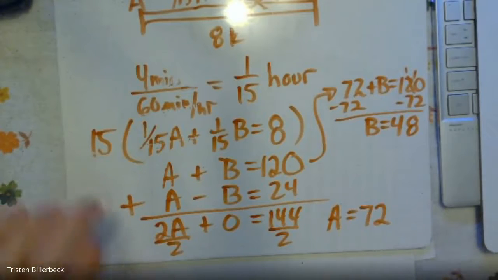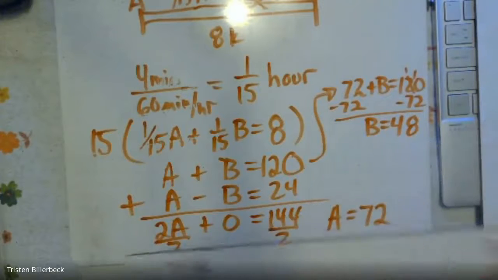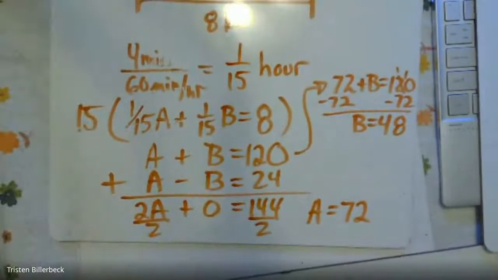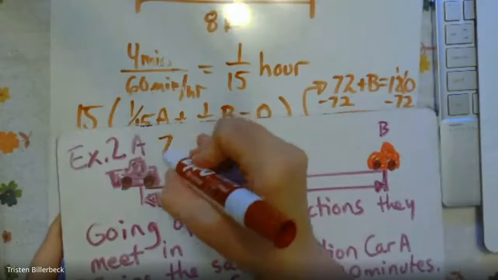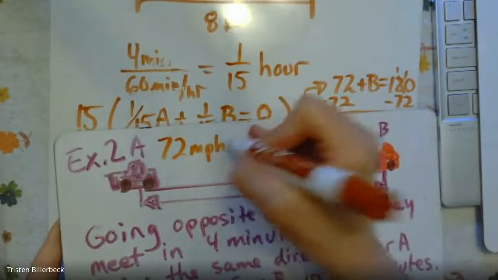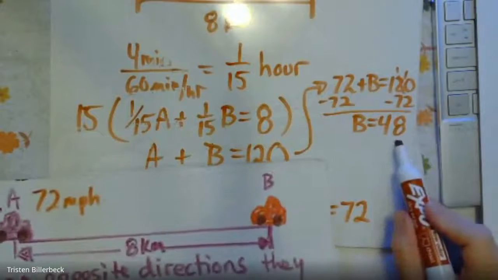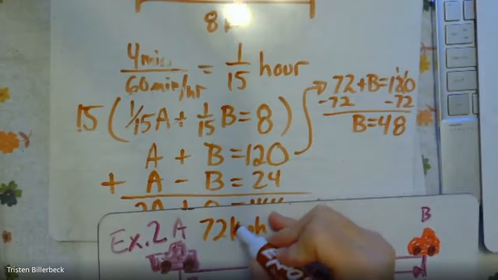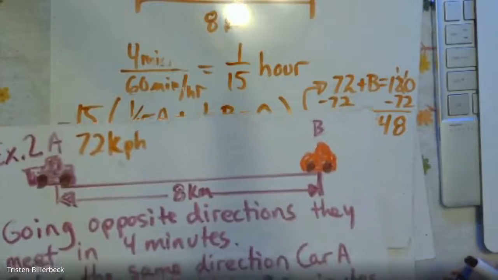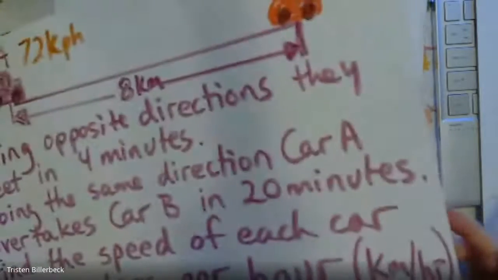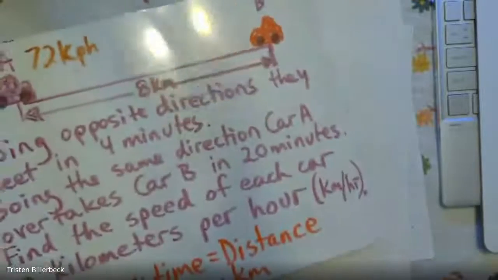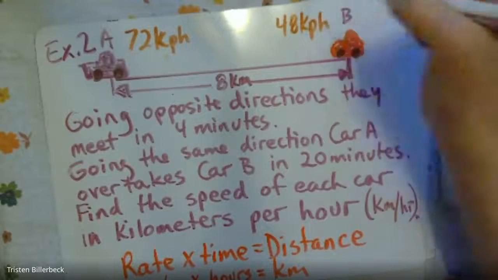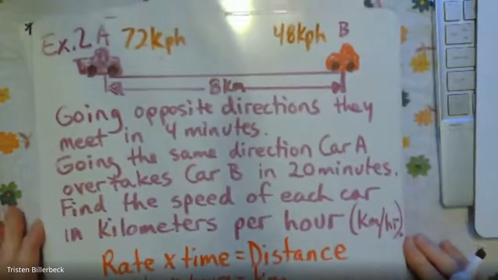Okay, so the moral of the story is car A is going 72 miles an hour. So we can come back here and say 72 miles per hour. And car B, I'm sorry, not miles per hour. We're dealing with kilometers. I'm being too American. Kilometers per hour. Okay, and then B is 48. So we have 48 kilometers per hour. And that's how we solved it.